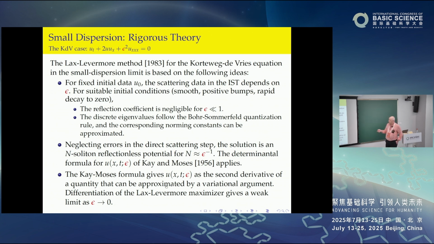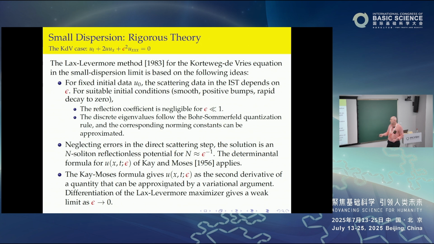So then what Lax and Levermore did is they said, let's go ahead and neglect completely the errors in this direct scattering step in computation of this spectral data. Then you just have these point eigenvalues, which are themselves approximations, but nonetheless, you can build the solution that corresponds to those points, and that's called a reflectionless potential in this business.